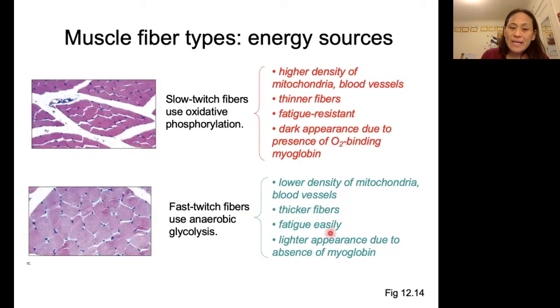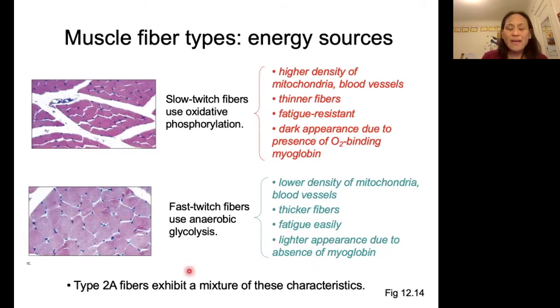We're going to be fatiguing more easily because we're generating lactic acid from our anaerobic glycolysis. And then finally, we're going to have a lighter appearance due to the absence of myoglobin, right? So we're not going to have myoglobin around because we're not going to need to bind oxygen in that tissue, okay? So again, you can see some of those characteristics in the picture. So these fatter, thicker fibers and a lower density of blood vessels.